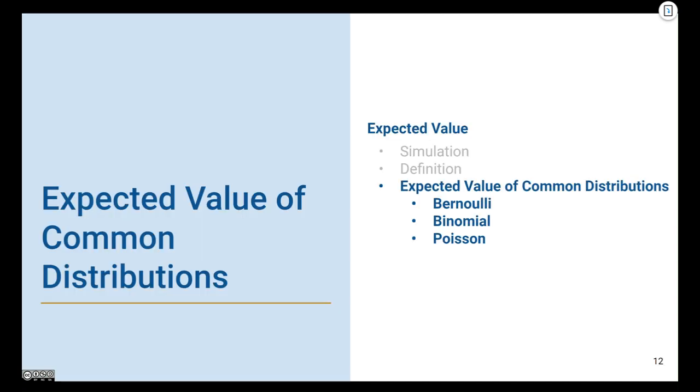Now we're going to close with some expected values of common distributions. In particular, we'll look at our 3 discrete distributions we've introduced so far, and we'll calculate their expected value.